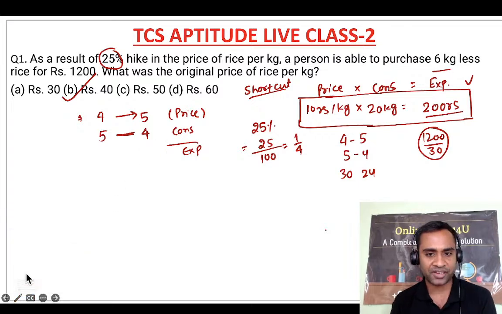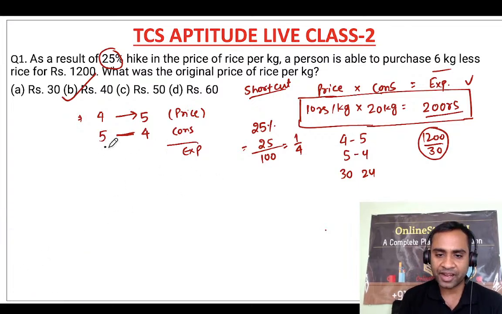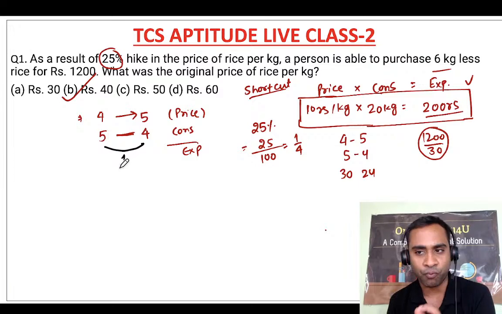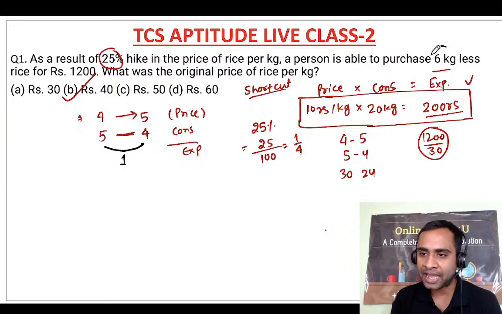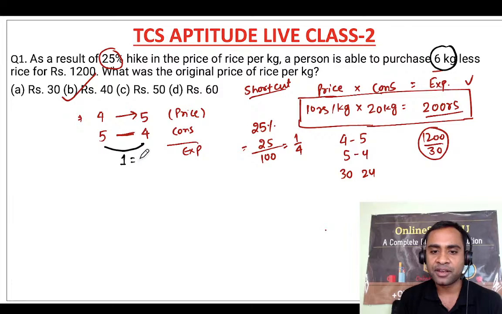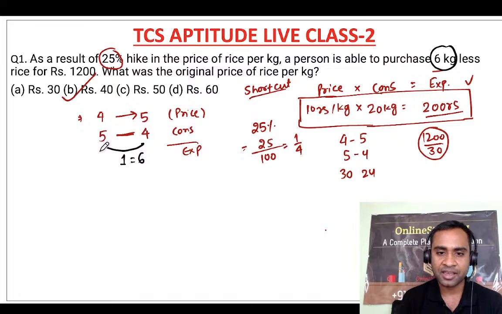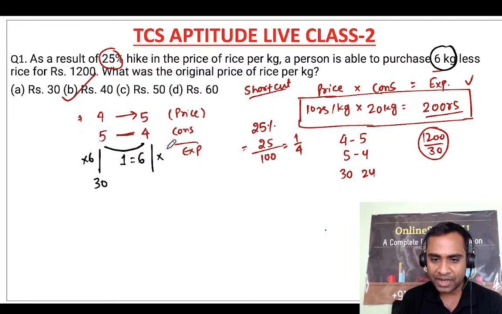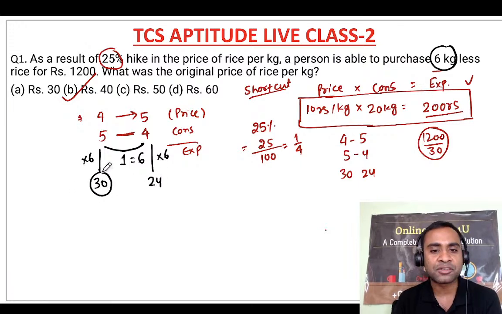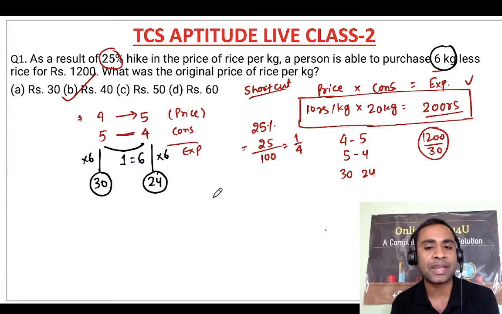If you understand this much, then what is the difference here? Earlier 5 kg was the consumption and now 4 kg is the consumption. So the difference is 1, right? But the actual difference is nothing but 6. Now they are able to buy 6 kg less. So 1 is equal to 6. So 5 will be equal to 5 into 6 is 30, and 4 into 6 is nothing but 24. That means earlier they were buying 30 kg rice, but because of the price increase they are buying only 24 kg rice.